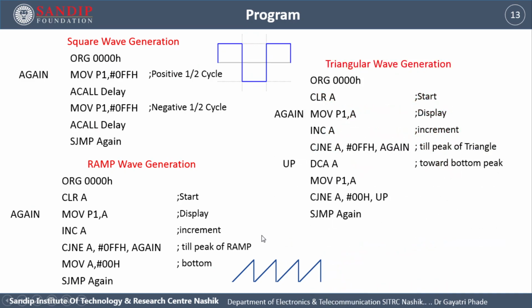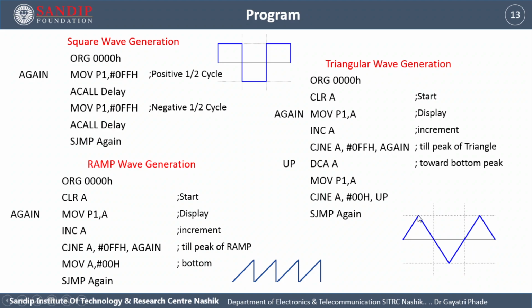Next is a triangular wave. Understand the logic of displaying the triangular wave. Starting the same as the RAM, from the 0 position, we will be incrementing the contents of the accumulator by 1, simultaneously displaying on the port. We will be doing it till we reach the peak, that is FF.